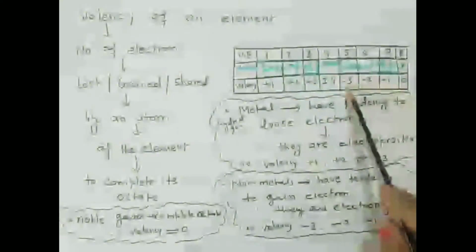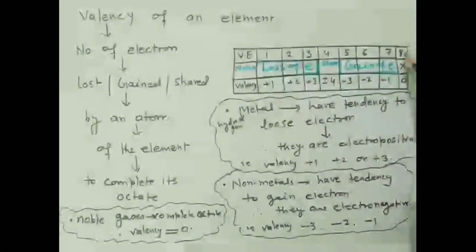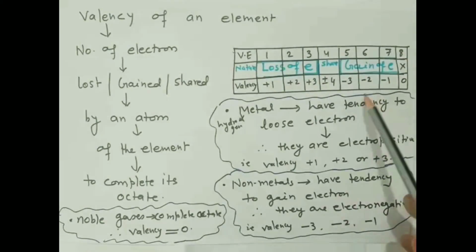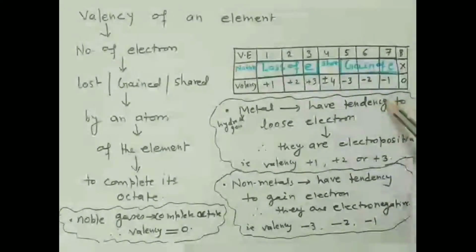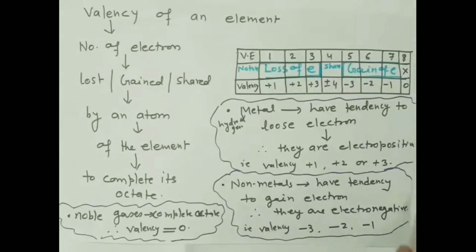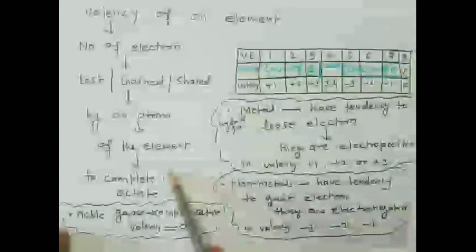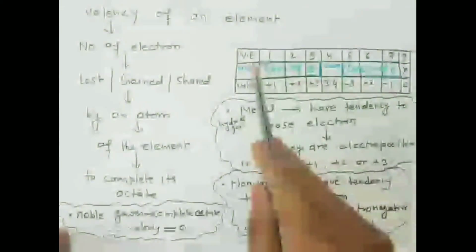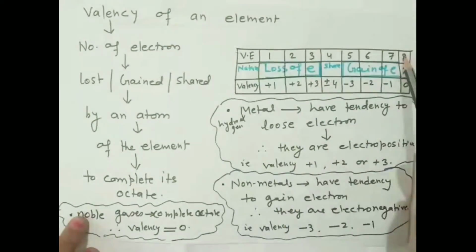If valence electrons are 5, 6 or 7, its valency will be -3, -2, -1 respectively. And if valence electrons are 8, it means its octet is complete. Then it will neither lose nor gain electrons. So the valency of an element always gives the number of electrons lost, gained or shared by an atom to complete its octet. So valency is directly related to valence electrons. Valence electrons are a minimum of 1 and a maximum of 8.